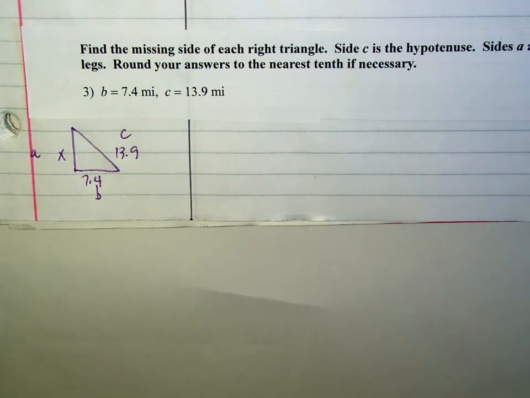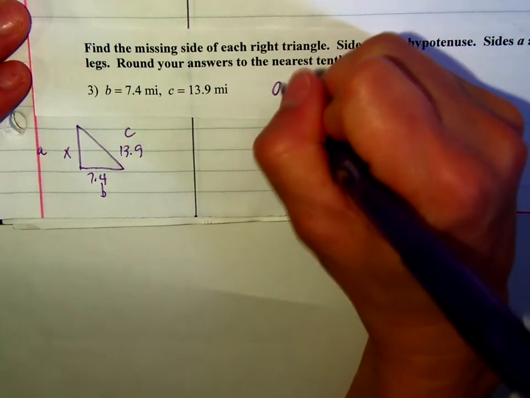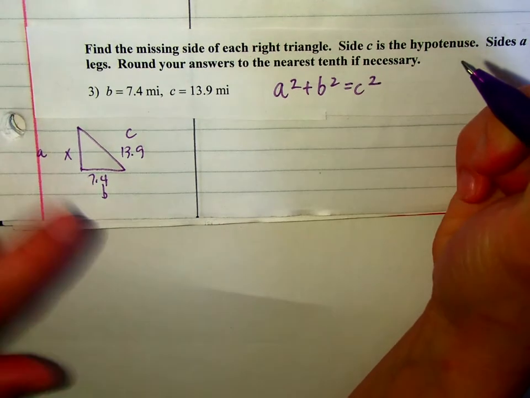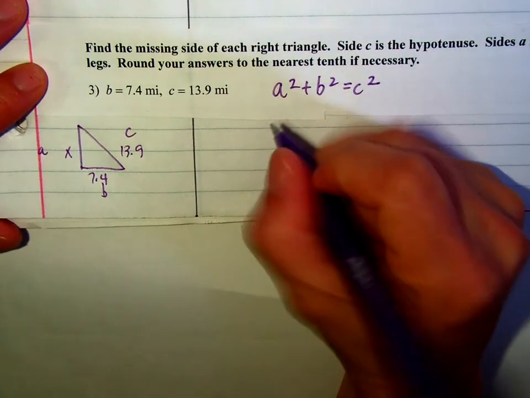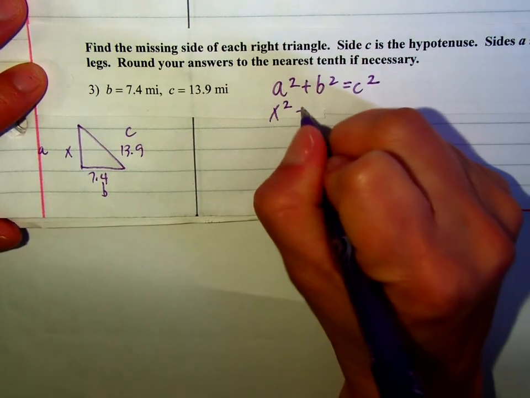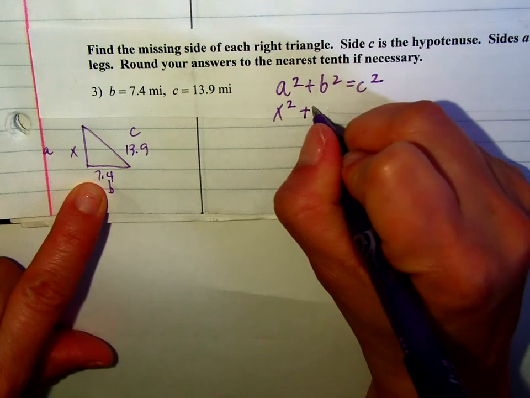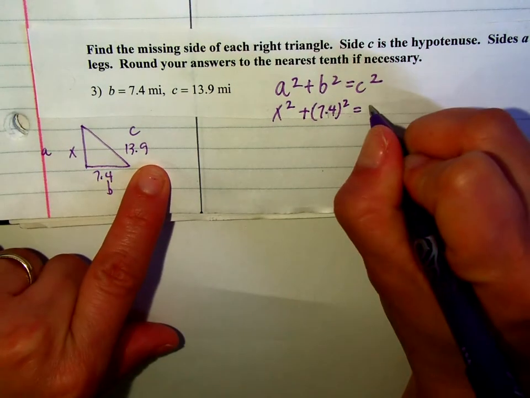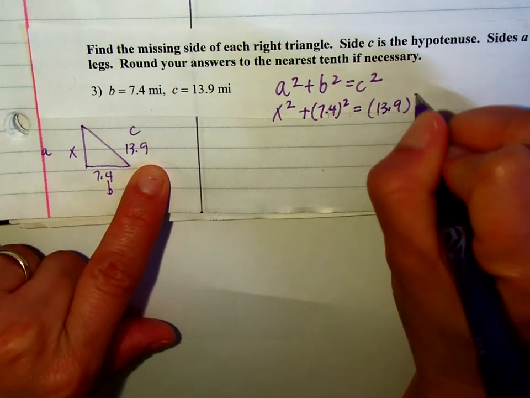Okay, and now we're going to use our formula. A squared plus B squared is equal to C squared, and we're going to plug these in. I got X squared plus 7.4 squared is equal to 13.9 squared.